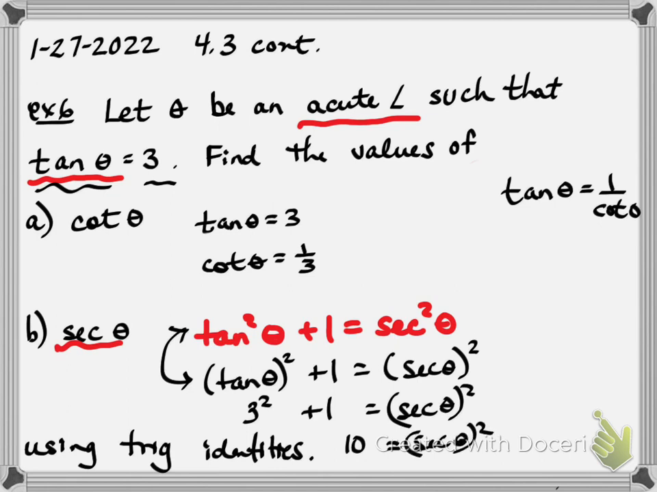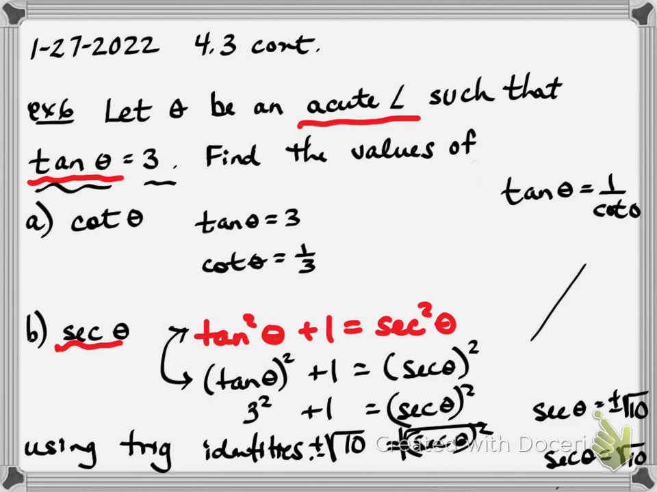Well, they wanted secant, not secant squared, so we'll take the square root. Anytime you take the square root, you get plus or minus. So secant theta is plus or minus square root of 10. However, we're in this first quadrant where everything is positive. So secant of theta is square root of 10.